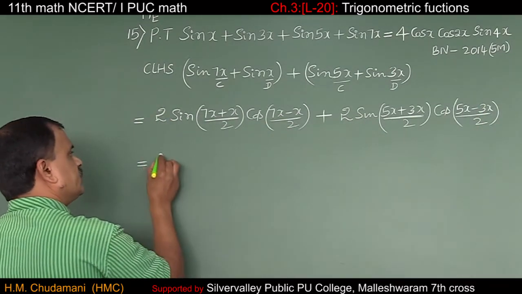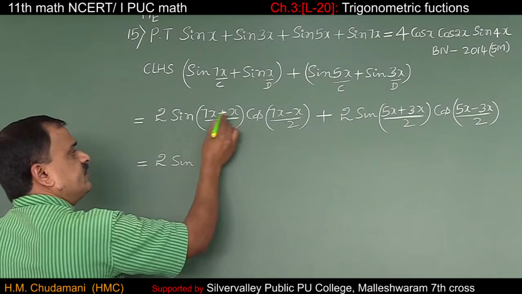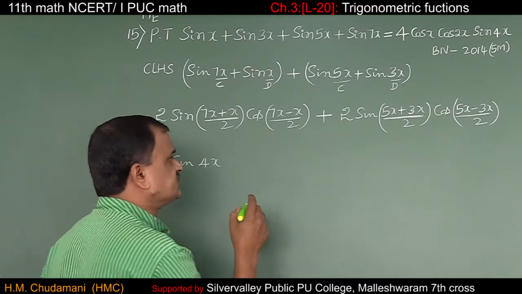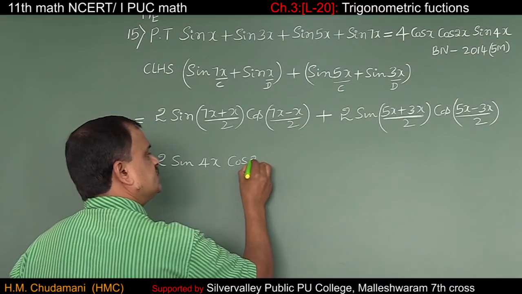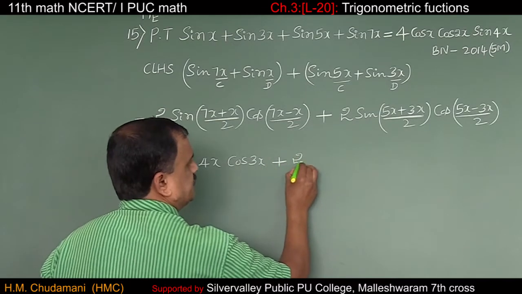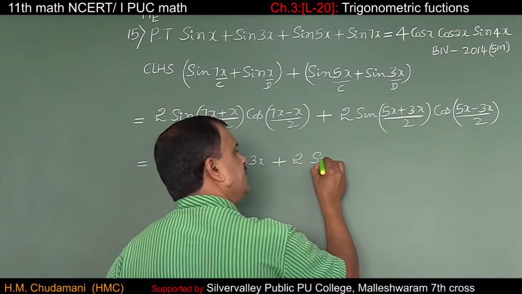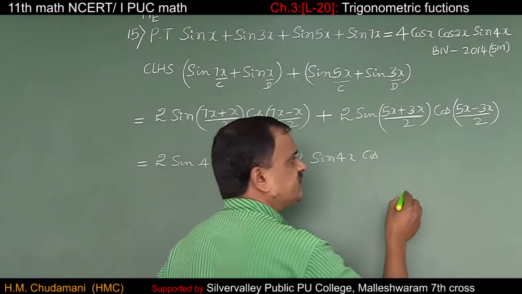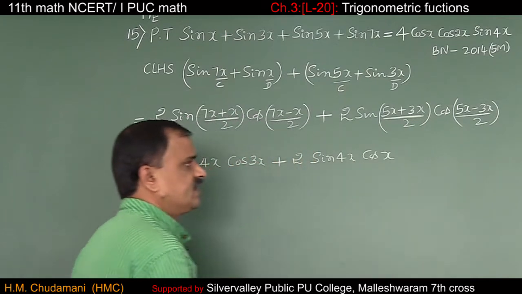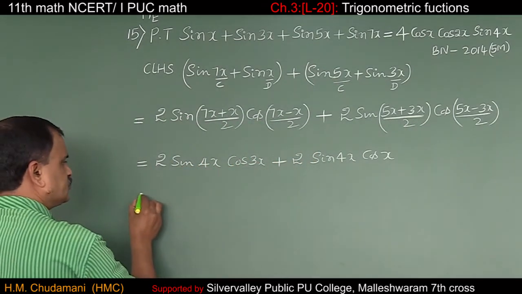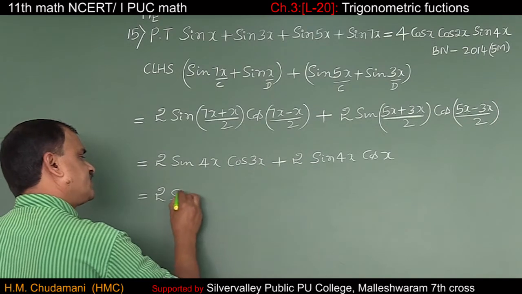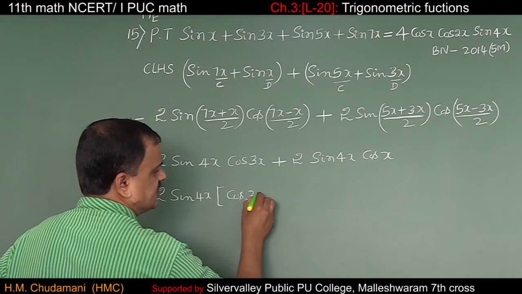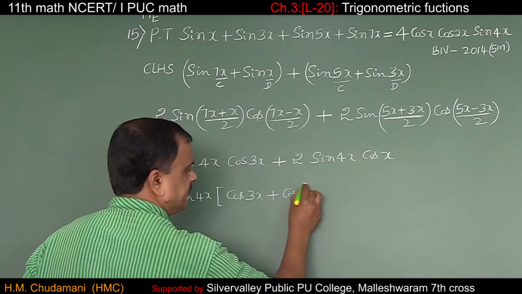So now this is equal to 2 into sin (7x plus x), 8x by 2 means 4x, and cos (7x minus x), 6x by 2, that is cos 3x, plus 2 times sin (5x plus 3x), 8 by 2 means 4x, into cos (5x minus 3x), 2x by 2 means x. Okay. So now between these two we find 2 sin 4x common. If we take sin 4x common, cos 3x plus cos x.